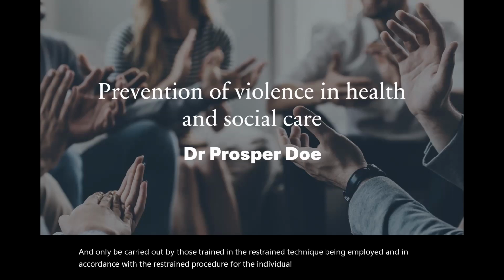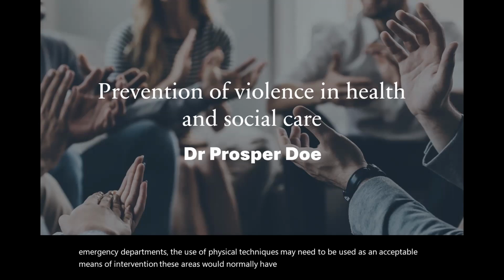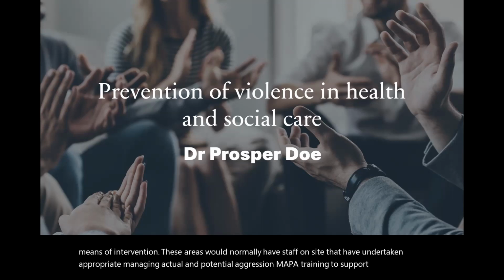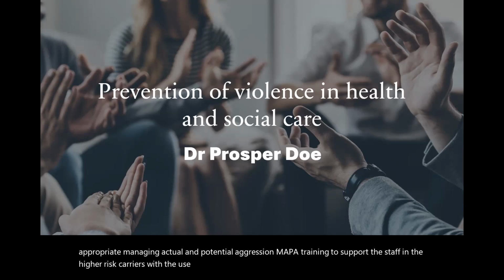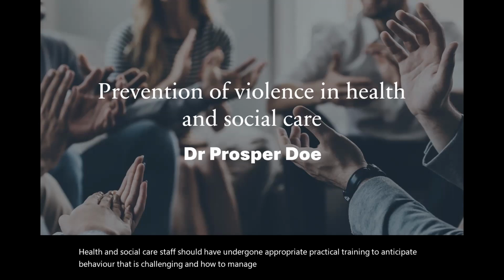In high-risk areas, including the emergency departments, the use of physical techniques may need to be used as an acceptable means of intervention. These areas would normally have staff on site that have undertaken appropriate managing actual and potential aggression, MAPA, training to support the staff in the high-risk areas with the use of physical restraint. Health and social care staff should have undergone appropriate practical training to anticipate behavior that is challenging and how to manage violence, aggression, and extreme agitation, including de-escalation techniques and methods of physical restraint.